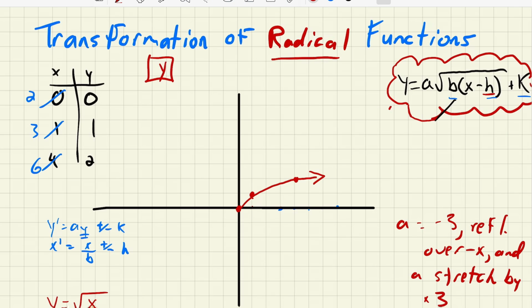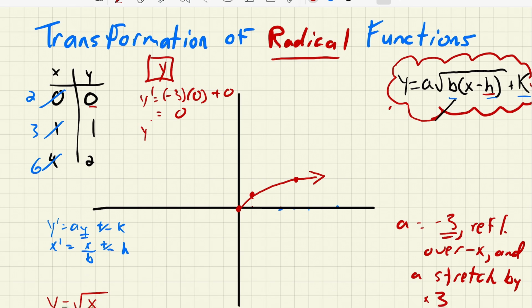Okay, so we're going to go y prime for the y value starting with 0 is going to equal to the a value, which we said was negative 3, right? So we're going to go negative 3 times 0. Let me write that a little bit better here. And then there is no k value, so we'll do plus 0. So this one is still going to be 0. So we don't need to cross that 0 out, but now let's do the 1.